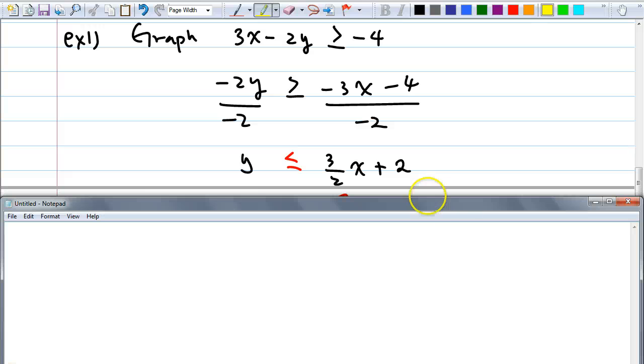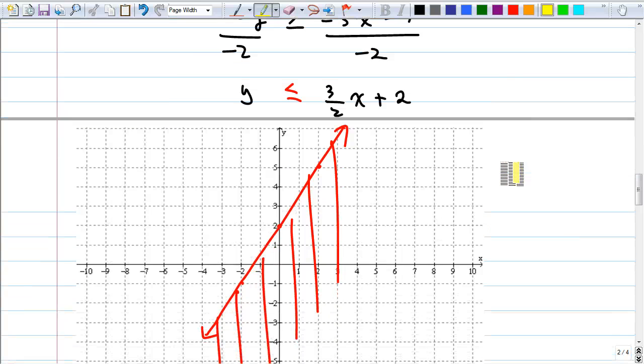So, were you able to graph and get this graph? Yes. You start at 2, right? You draw your boundary line, go up 3 to the right 1, or you could go down 3 to the left 2. Then, to the right 2, right? Go up 3 to the right 2. Then you shade it below. How many people got this graph? Raise your hand. How many people see now why this is the correct graph?